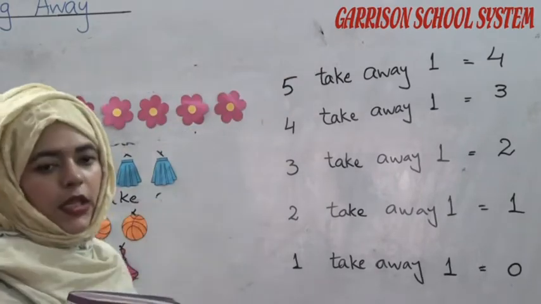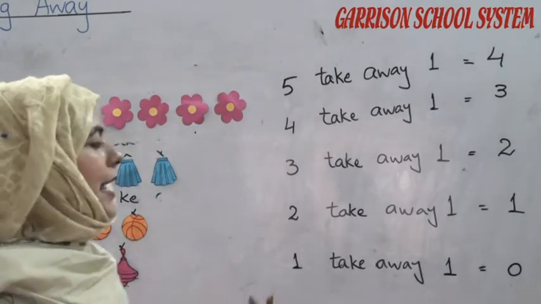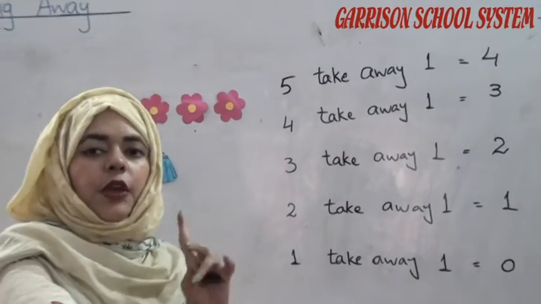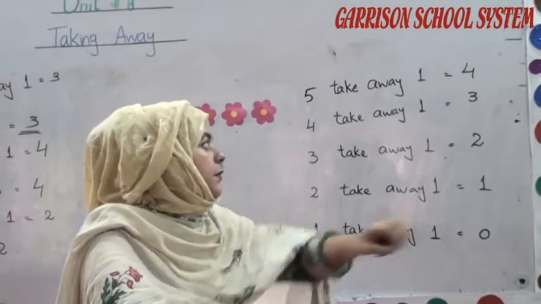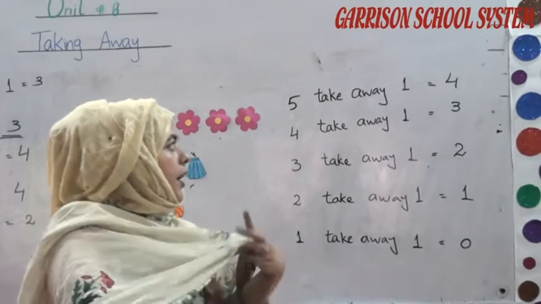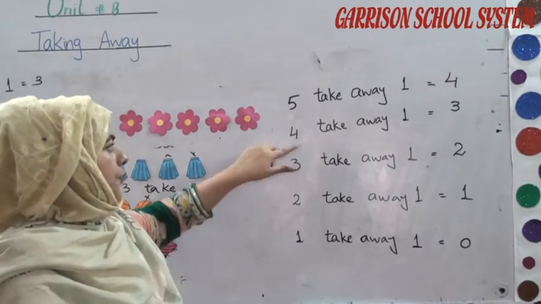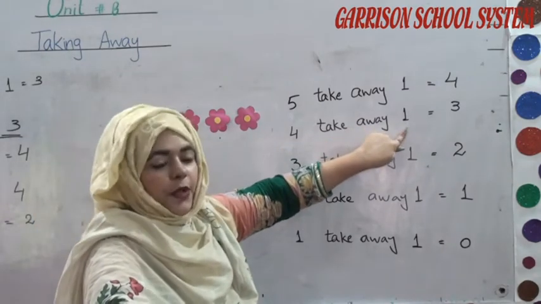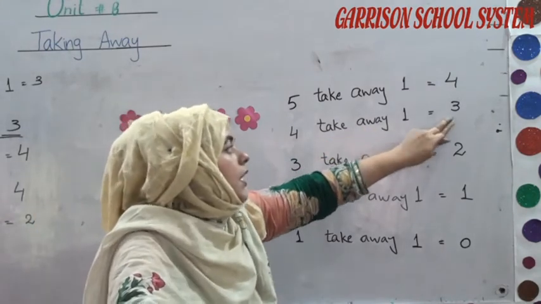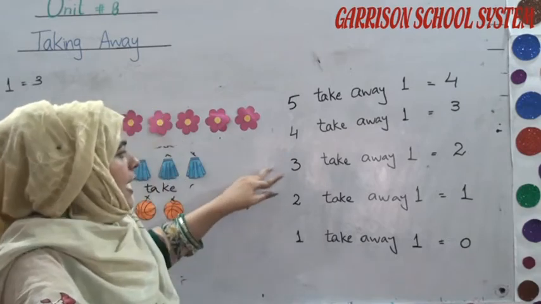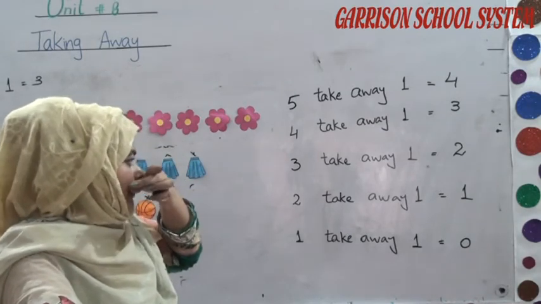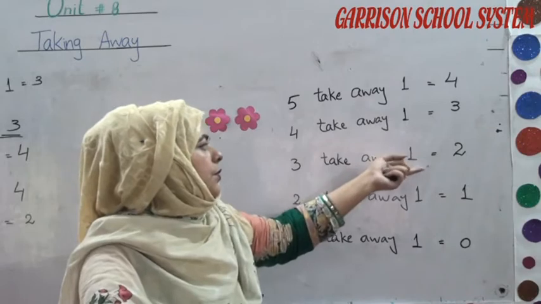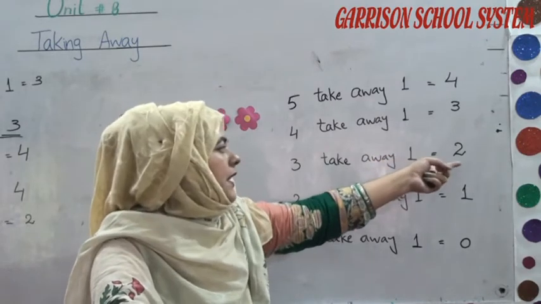Nothing. So in the same way, if you have 5 rupees and you give 1 to your friend, how much will you be left with? You will be left with 4. And when you are left with 4, another friend comes and you give 1 rupee, you will be left with 3. Now you have 3 rupees and your brother comes and you give 1 rupee to your brother, you will be left with 2.